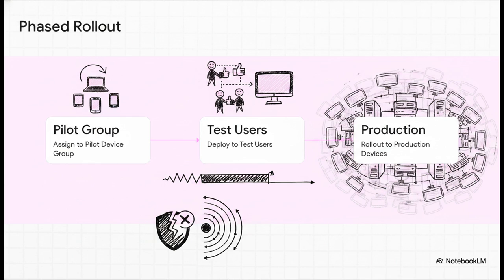Step 1, assign it to a pilot device group. Step 2, deploy it to test users. And finally, Step 3, roll out to your production devices. You want your pilot groups to validate the deployment as required or available long before hitting the entire production floor. It just drastically limits your blast radius if something weird happens.